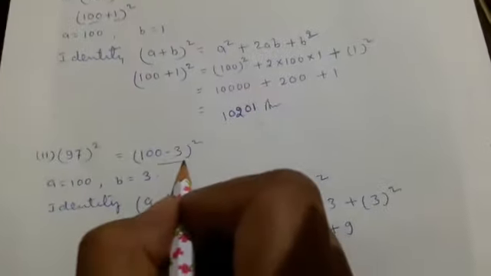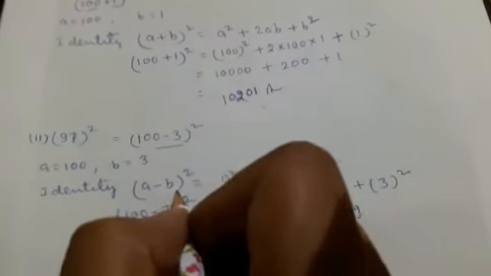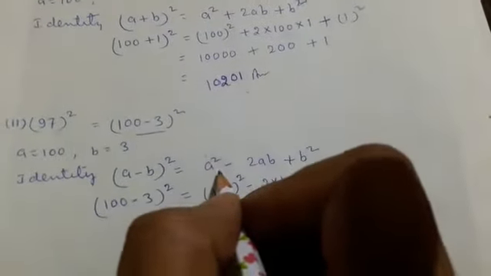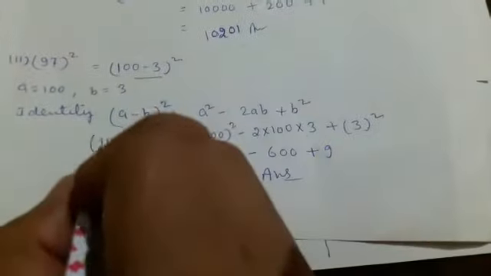Next, the second part is 97 whole square. So 97 can be written like this, (100 - 3) whole square. So here a will be 100 and b will be 3. We will apply the identity (a - b) whole square equals a square minus 2ab plus b square. So let us put in their values.